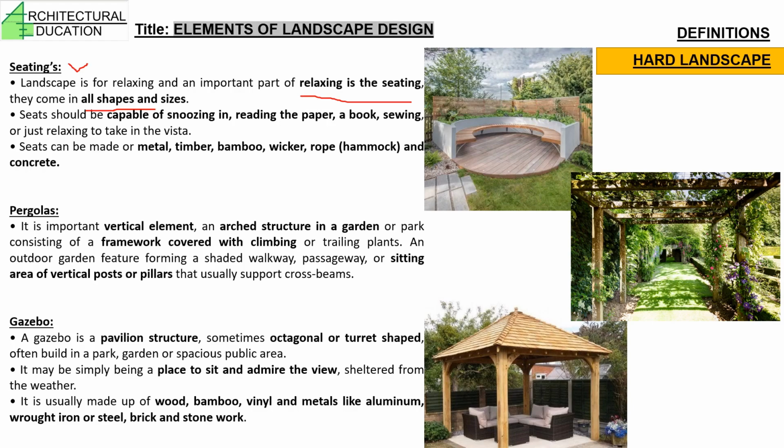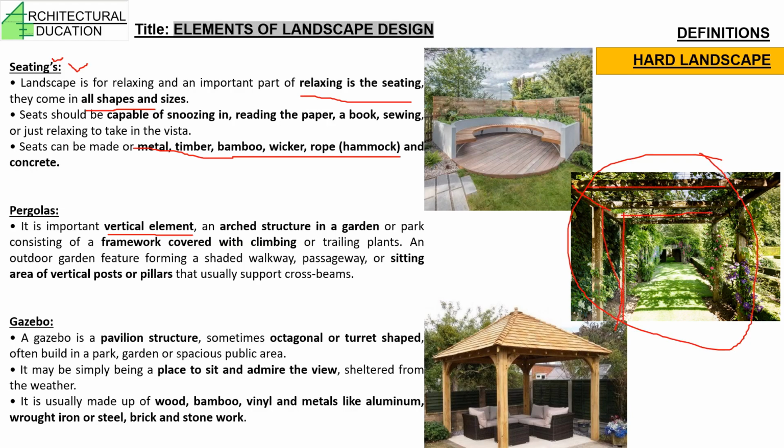Seats can be made of metal, timber, bamboo, and so on. So these are all the different materials through which you can make the seating. Next one is the pergola. It is one of the important vertical elements. You can see the pergola over here. What do we see? We see that there is a horizontal support and then there is a vertical support.